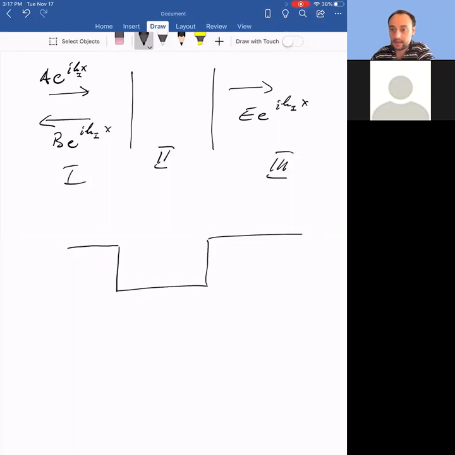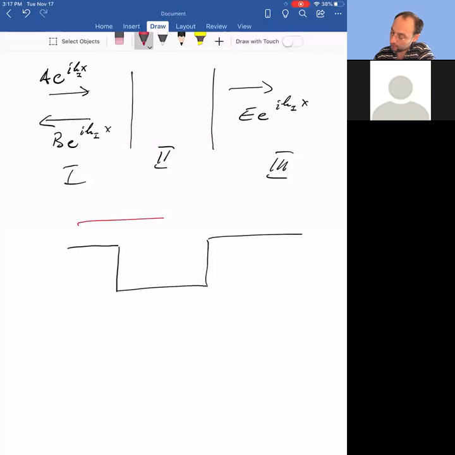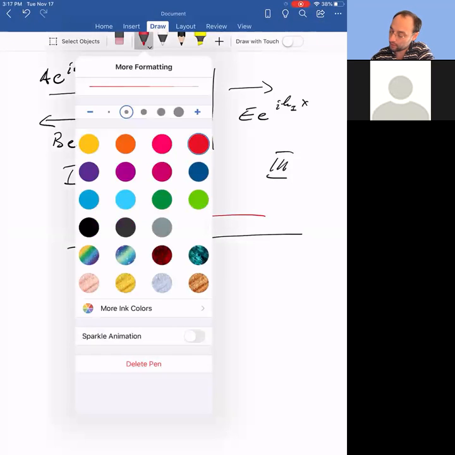And then there's stuff going on inside. There's a wave function inside, but I'm not writing it, right? This is only the spatial part. There is also the temporal part, e to the minus i omega t, that I'm not showing. And so this corresponds to the scattering state where the energy is above the potential energy.